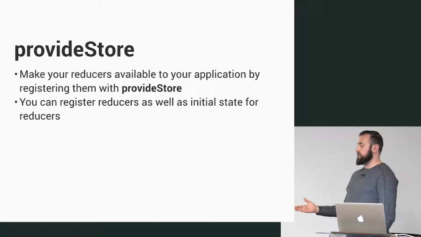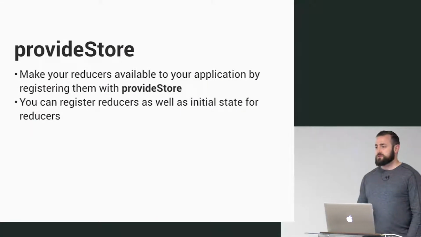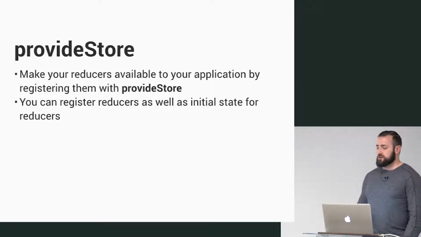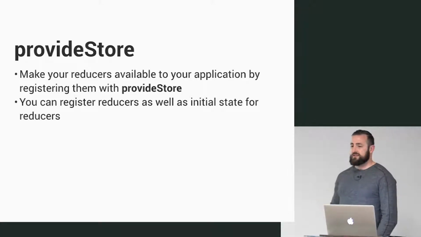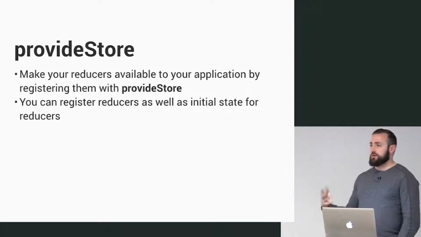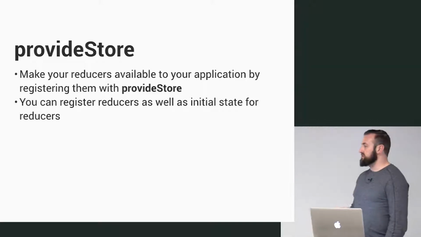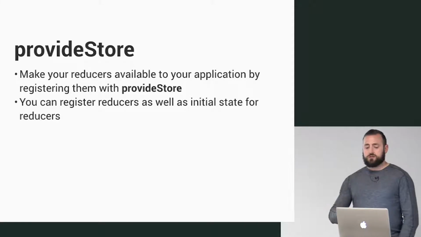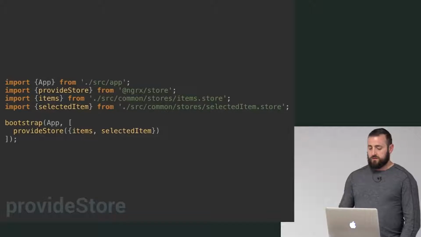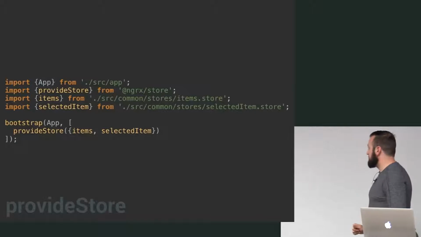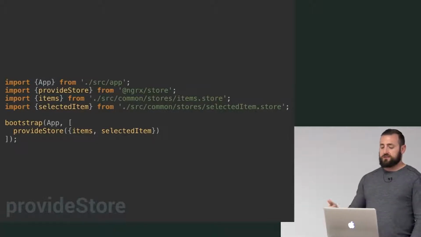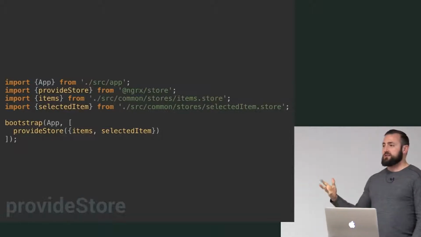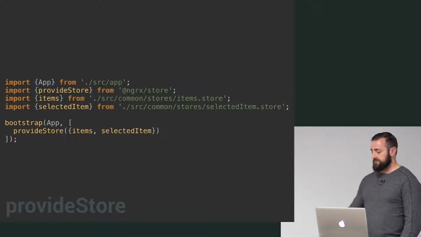And then now the question is, we have these reducers. How do we make this known to our application? We make this available by registering them with provide store in whatever file you're using to bootstrap your application. And you can also register the initial state with that. Here's an example of this. We just import provide store, and then in our bootstrap, we're just saying we want to register this items reducer and the selected item reducer.